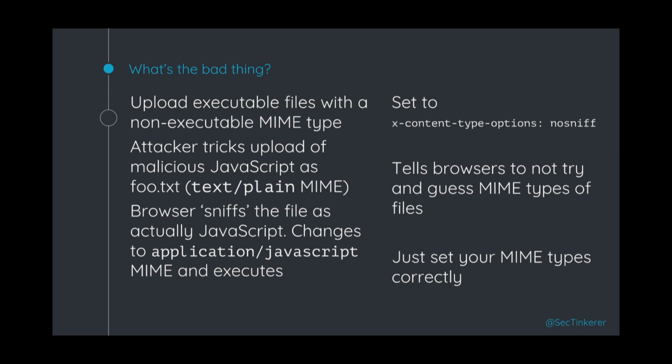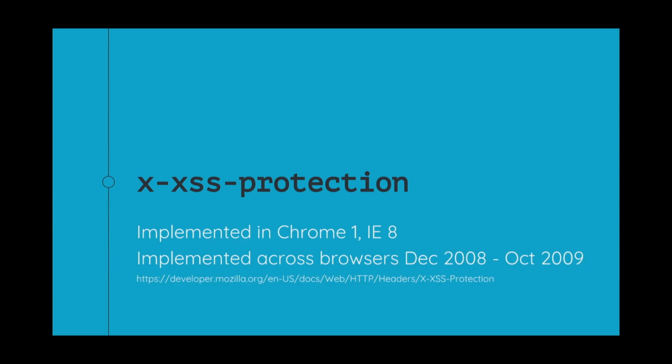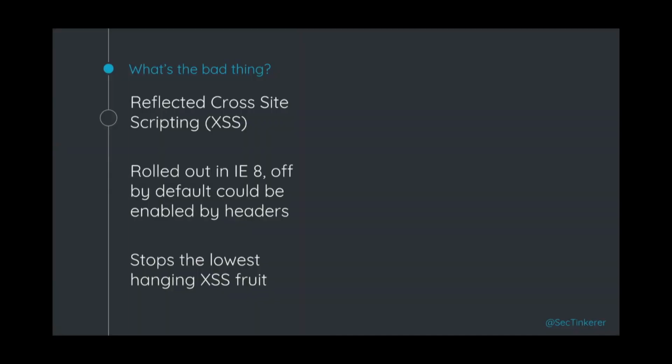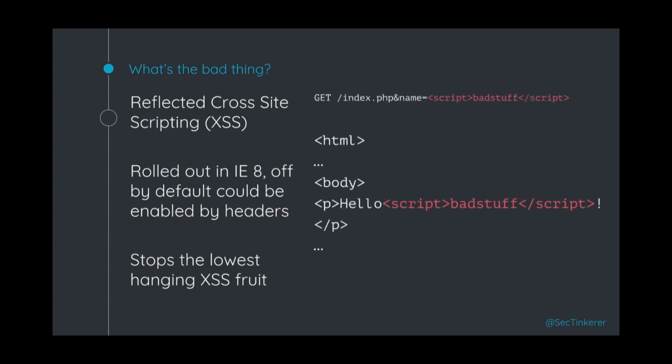All right, moving on. The next one that kind of shows up on the scene is this X-XSS-Protection. Again, about 10 years old or so. And the bad thing that it tries to protect against, it's right there in the name: cross-site scripting. Now, this protection is not exactly the most intelligent. All it's doing is really dumb pattern matching, where if it sees something that's in the URI, and that something is also inside the HTML source of the page, it thinks, that must be cross-site scripting.